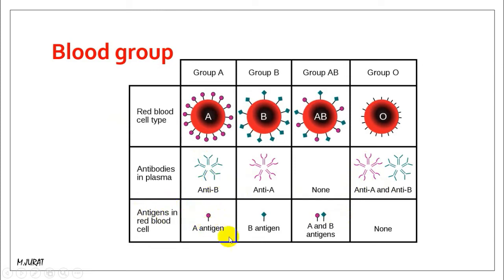Because in A group there is A antigen, in B group there is B antigen, and in AB group there is AB antigen, and in O group there is none of them.